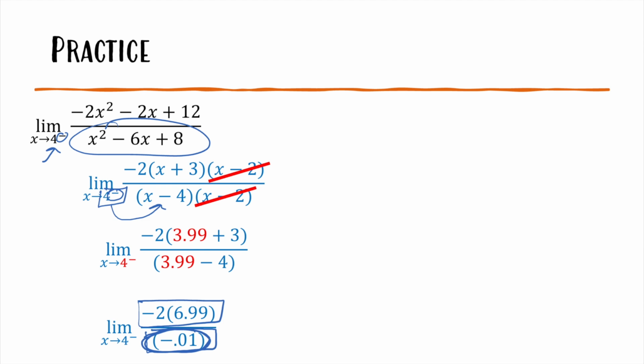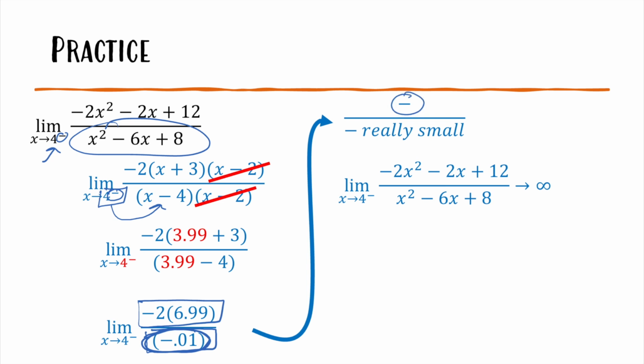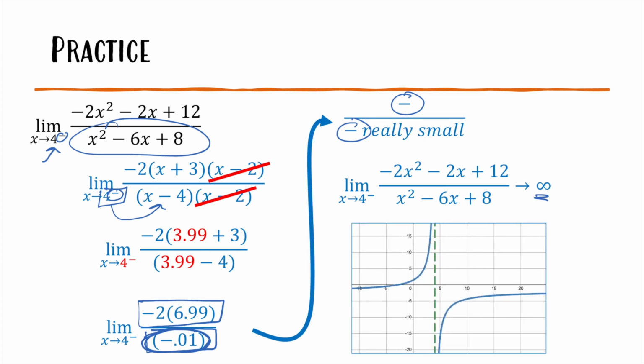And if something is really, really small on the bottom, that means this is going to infinity. So we have a negative number divided by a negative, really, really small number. So that's going to positive infinity. So here we go. There we go. Vertical asymptote at x equals 4.